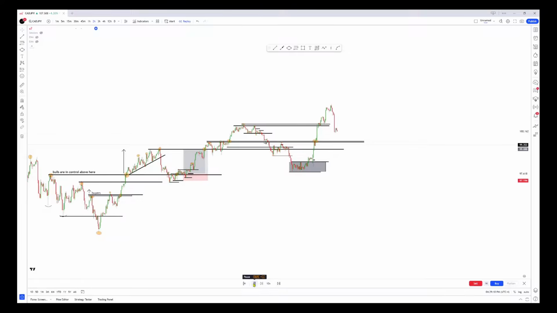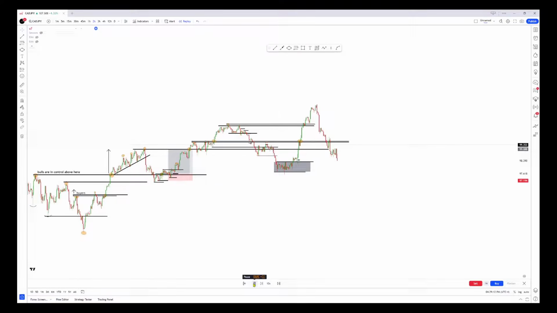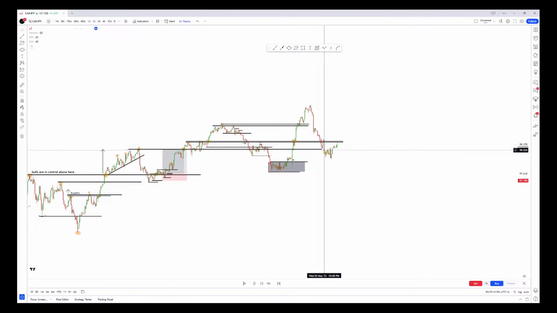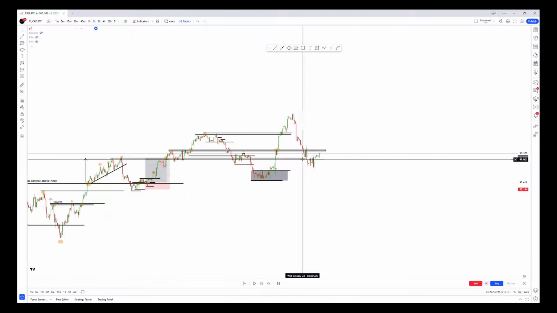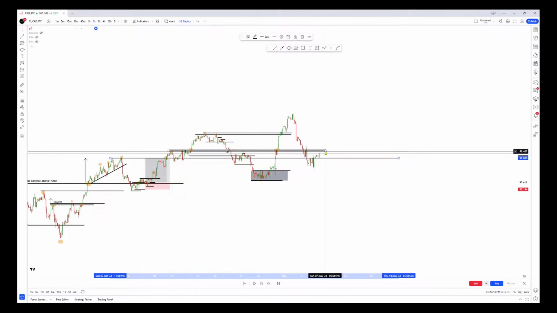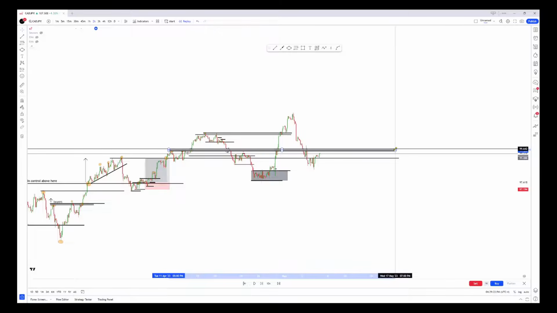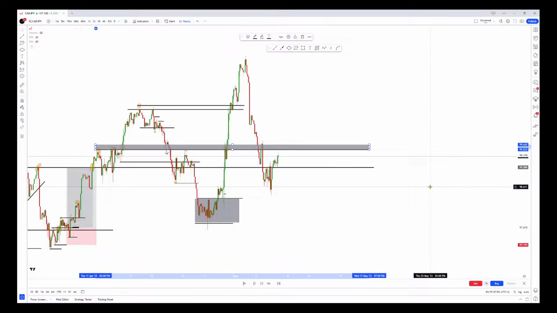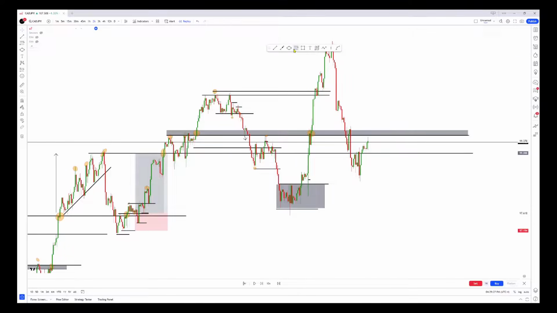There's another indication. So after an indication, what's going to happen? A correction, right? Boom. Back above this level, you know where it's going to go. My apologies. Back above this level, you know where it's going to go.